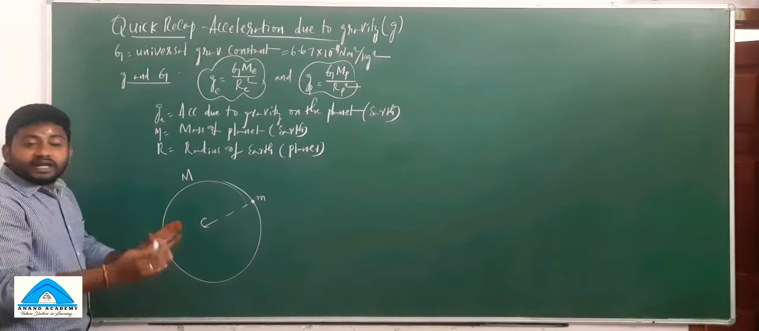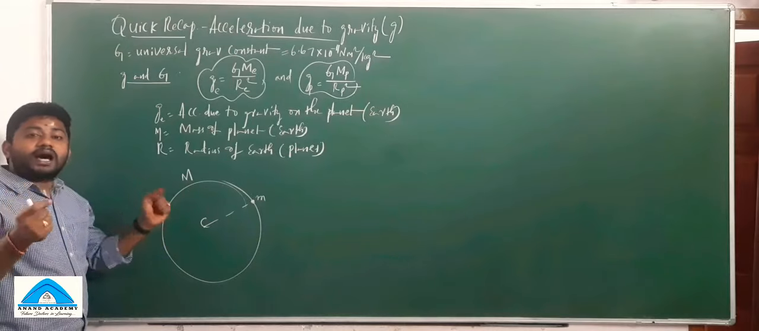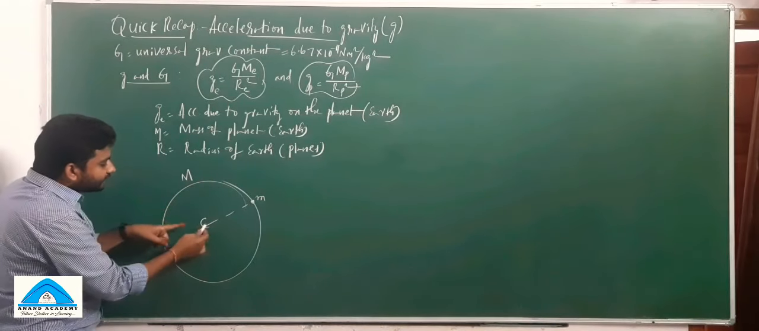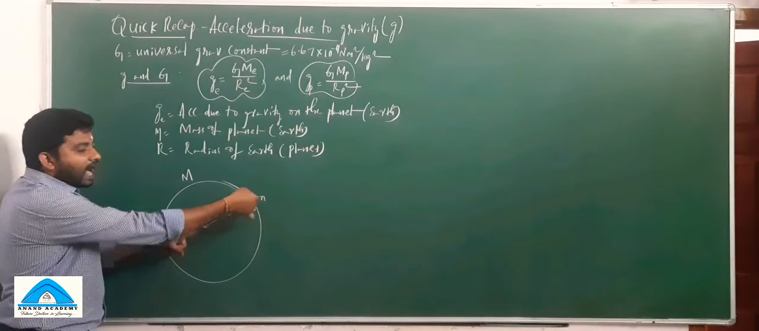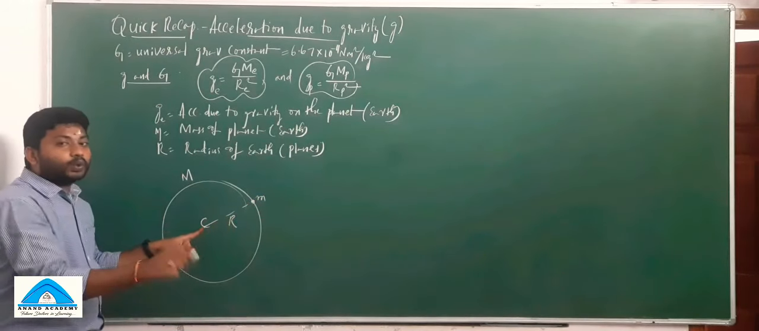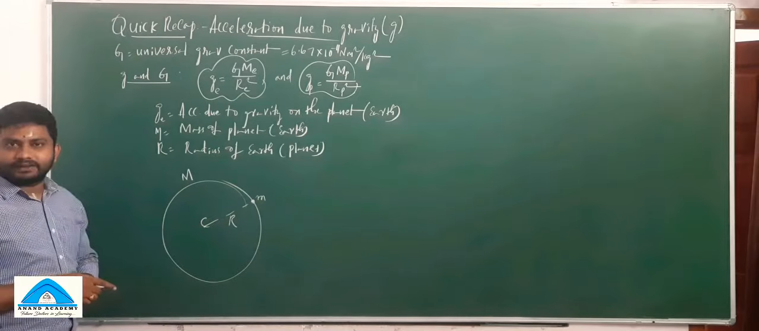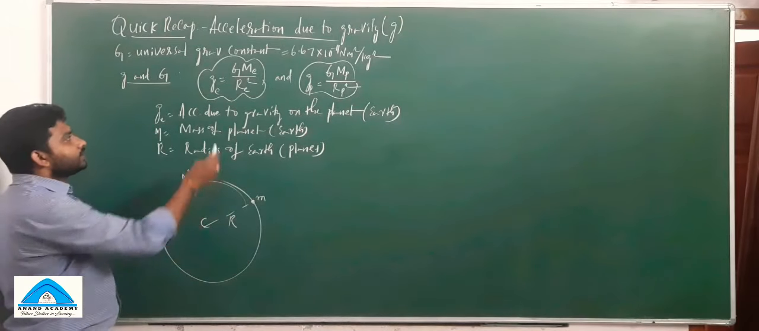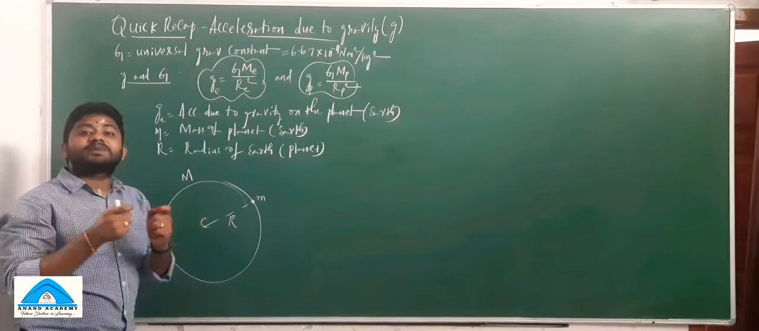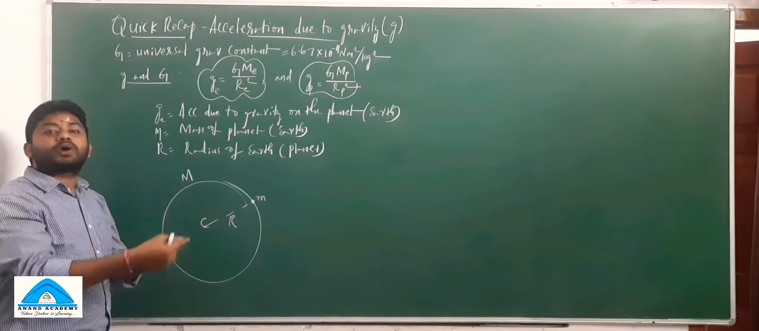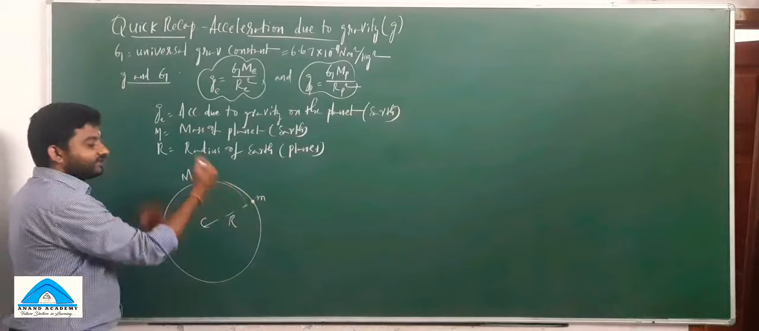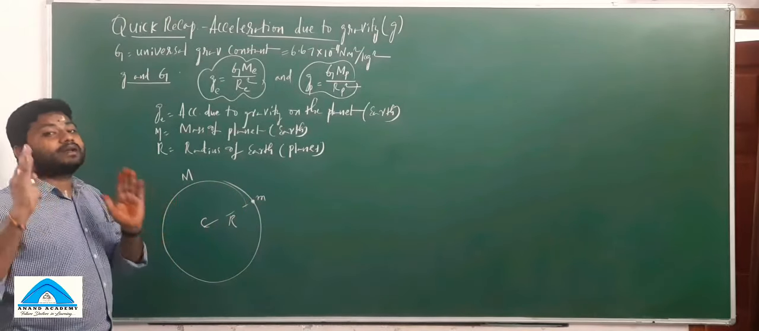So there are two masses here. This is the center of the mass of the planet, and this is the center of the mass of the body. They are at a distance equal to the radius of the planet. In reality, your R is the distance between the two bodies. So in this case, the distance between the two bodies is equal to the radius of the planet. I hope it's very clear to you.